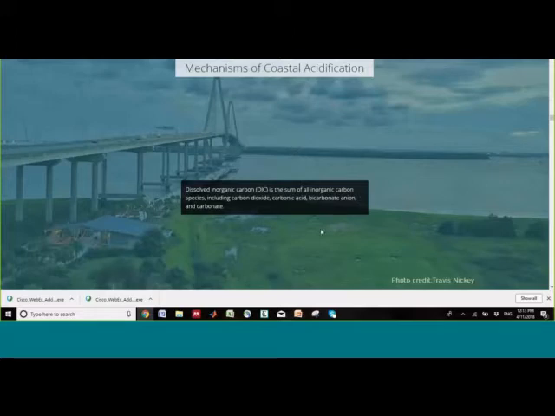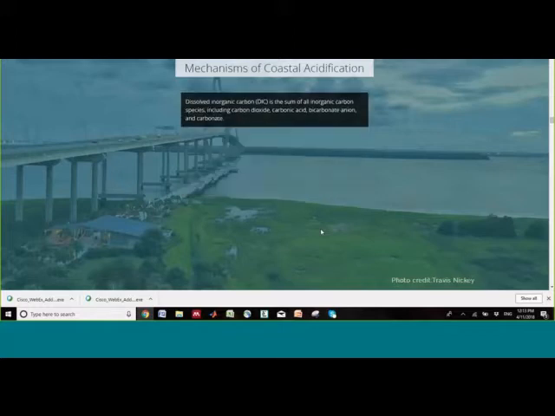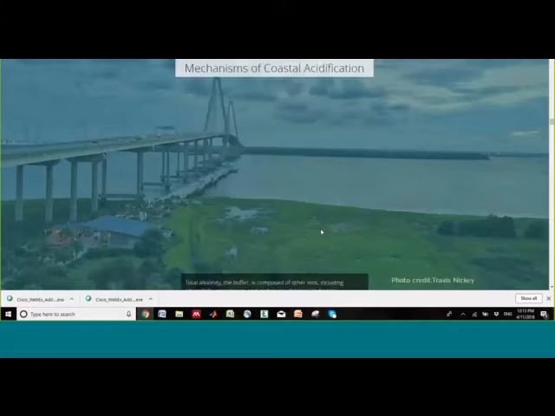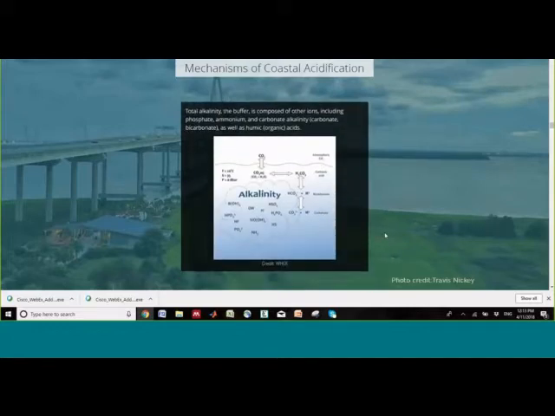So when we talk about the dissolved inorganic carbon that's going into the coastal region, we're basically talking about the sum of carbon dioxide, carbonic acid, bicarbonate ion, and carbonate. But another very important component here is the alkalinity. The alkalinity is the buffer, and it's composed of all of these other ions.